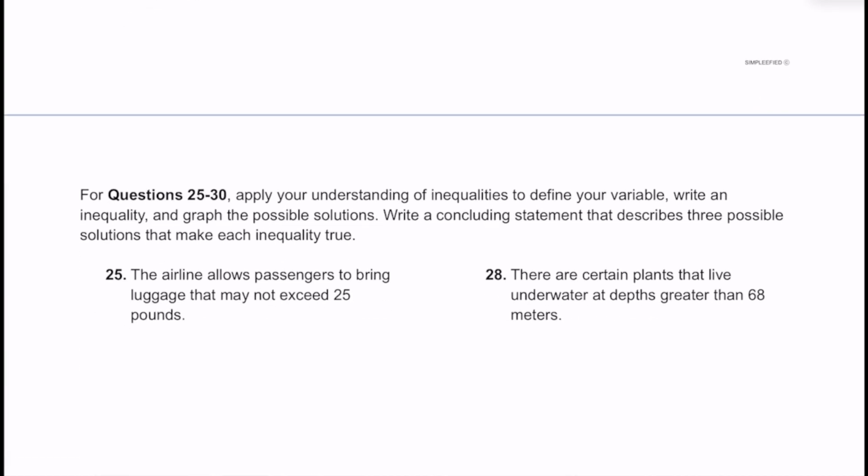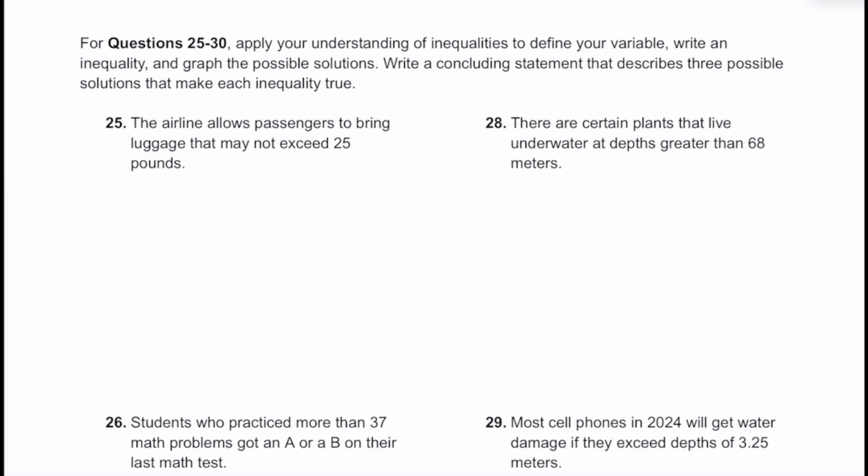All right, here are questions 25 through 30. Here we're going to practice dealing with some inequalities together. For 25, let's say that an airline allows passengers to bring luggage that cannot exceed 25 pounds. So let's go ahead and define a variable here.